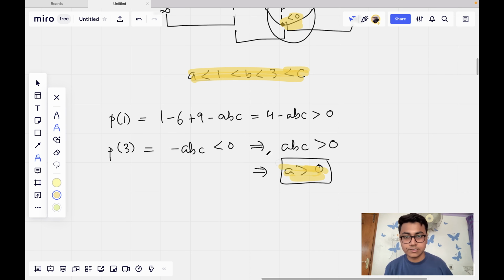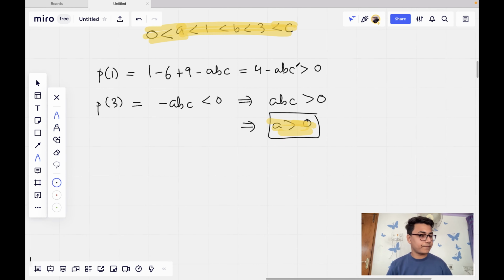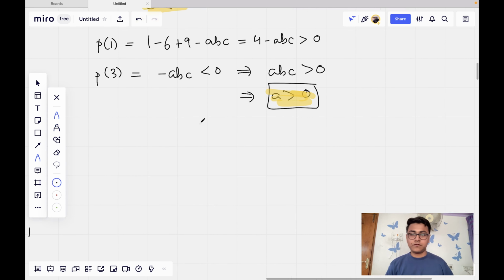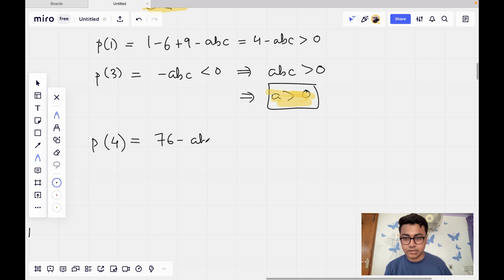A little more progress. A is greater than 0. Now we are left to show that C is less than 4. For C less than 4, let's just look at the value of P at 4. Let's see what happens. Putting x equal to 4 into the polynomial P gives us 76 minus ABC.